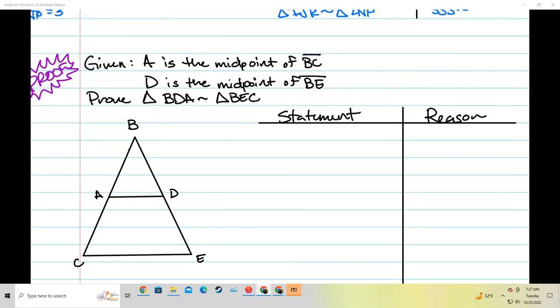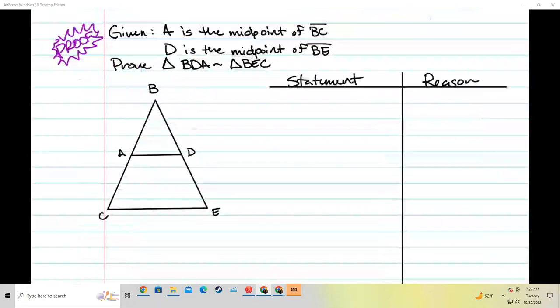I should have said midpoint. So this is our last proof. It is going to take quite a bit of space, so make sure you scrunch it all the way as high as you can. It says given A is the midpoint of BC and D is the midpoint of BE, we need to prove that triangle BDA is similar to triangle BEC.